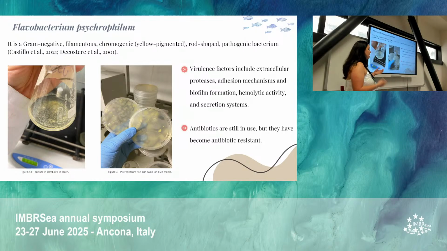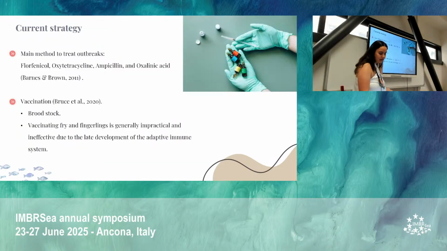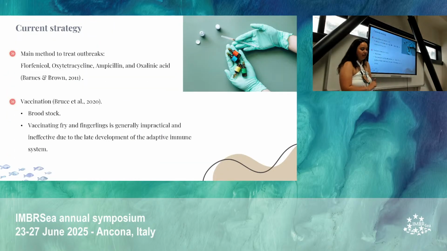It has become antibiotic resistant, which is one of the biggest challenges that we are having. The current method to treat these outbreaks in fish farms is to go with antibiotics, which is not great because once the bacteria becomes resistant, then we have to increase the dose or change to a different medicine, and this is also very polluting for the waterways. It's not a great situation overall.